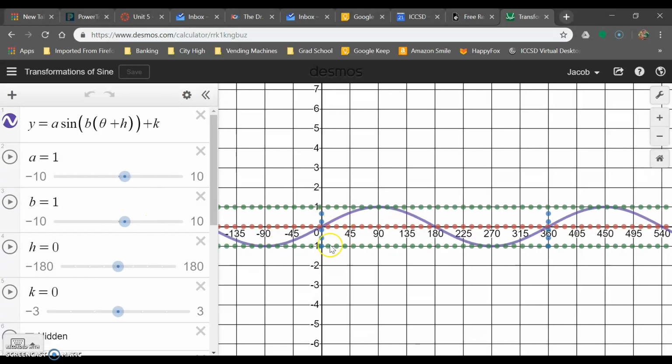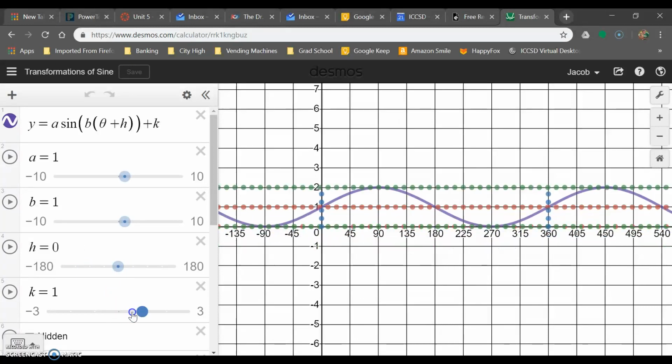The B value affects the period, so that's shown by these blue lines here on the screen. So when you change B, how does that affect the amplitude? Or sorry, the period. H is our phase shift, so how does that affect the graph? When I move H in the positive direction, what happens to my graph? When I move H in the negative direction, what happens to my graph? And then K, again, is just your vertical shift.